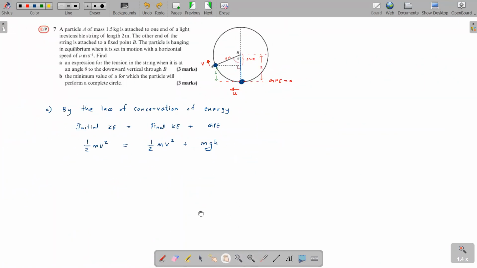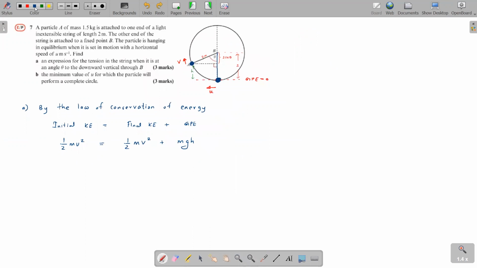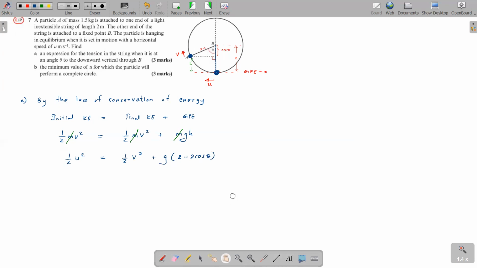All right, so let me input the height now. First, I'll cancel the m, since all three terms have an m. So half u square equals half v square plus g times height. Inside the brackets, I'll use the height as 2 minus 2 cos theta. Guys, can you see 2 minus 2 cos theta?